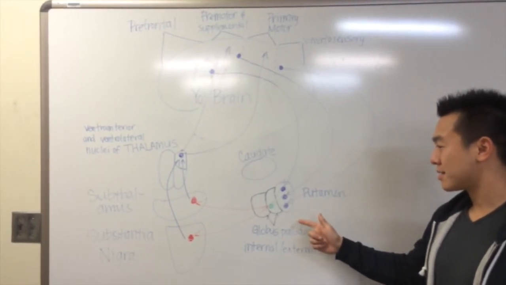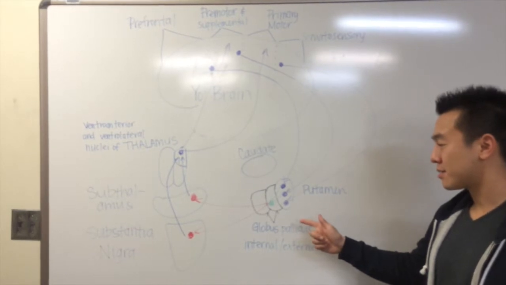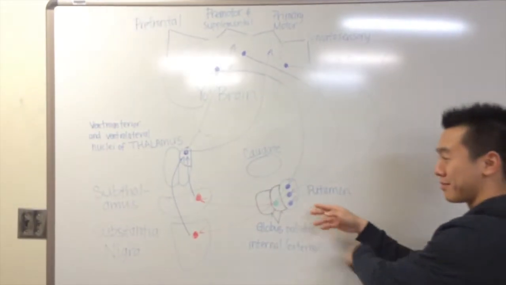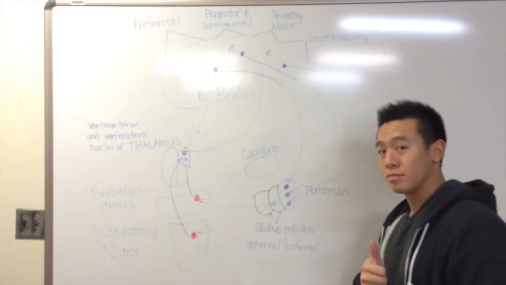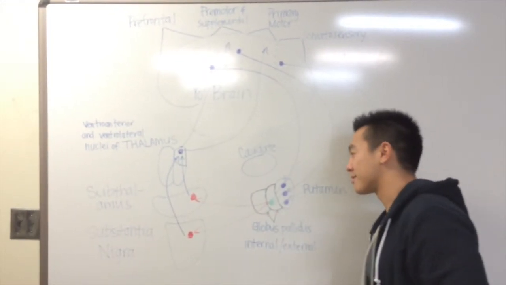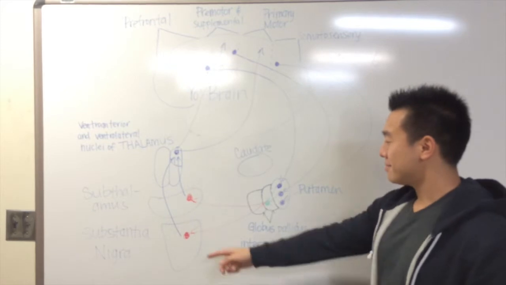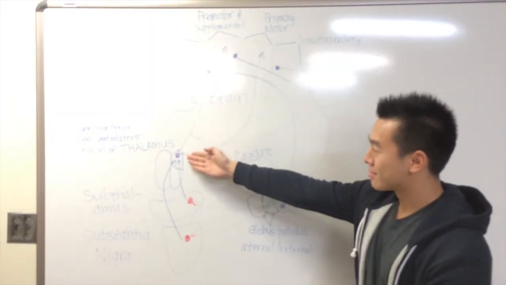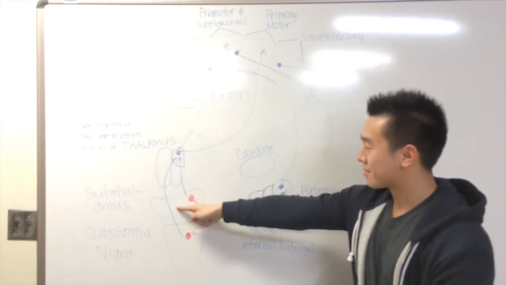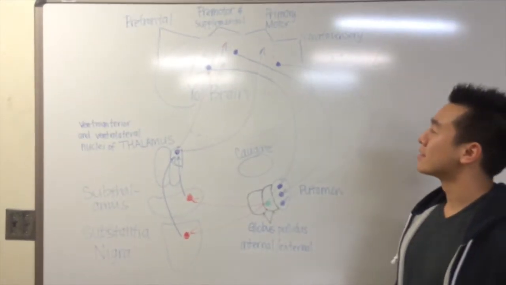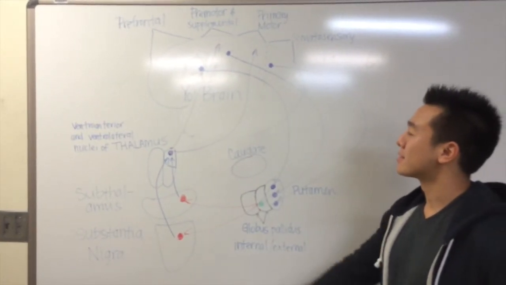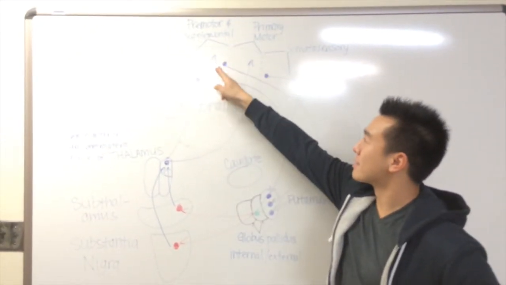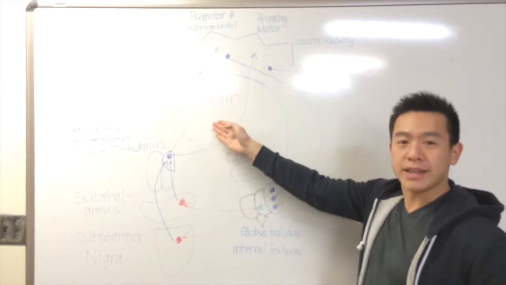From the external globus pallidus, we have it going to the substantia nigra and the subthalamus, demonstrated in red arrows. From the substantia nigra and the subthalamus, we have it going to the thalamus, demonstrated in blue arrows. From the thalamus, we have it going back to the premotor and supplemental and the primary motor, demonstrated again in purple arrows. Back to your brain.